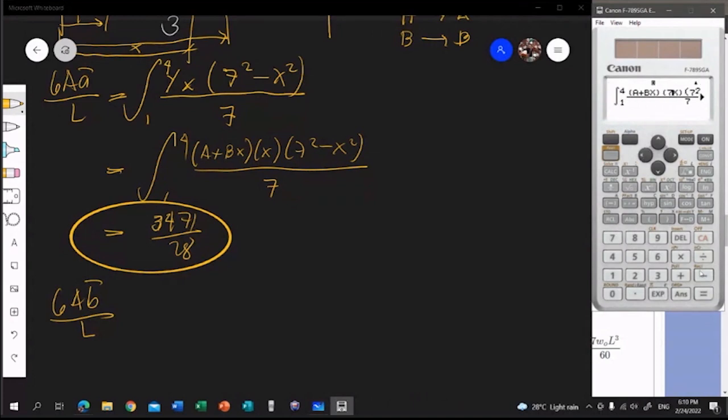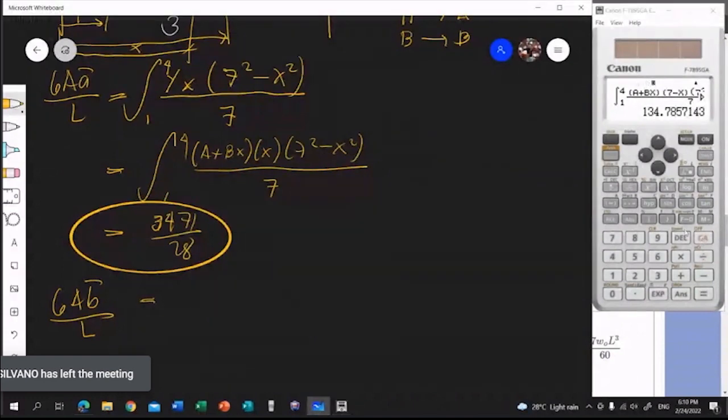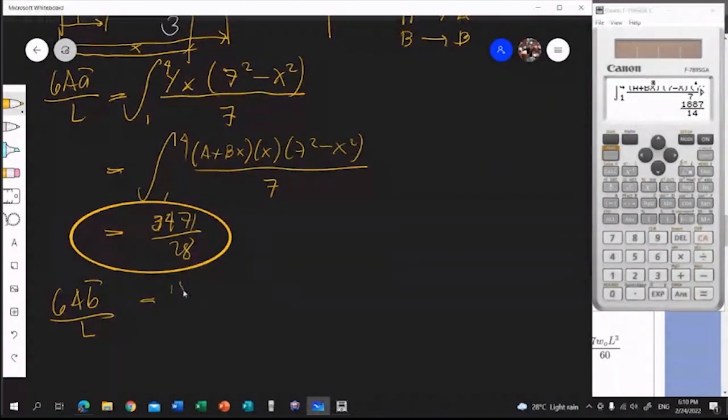Seven minus x. That is 134, or in fraction form, 1887 all over 14.